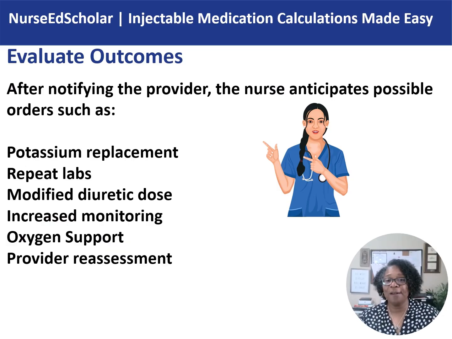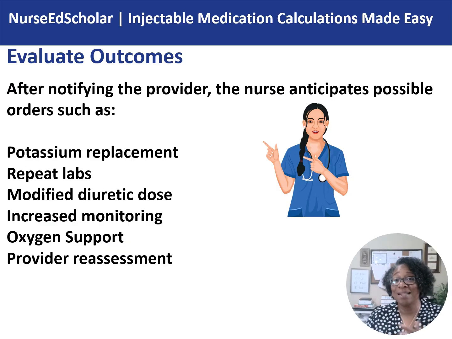Okay, so you held it, right? And you notified the provider. And so, you're going to learn as a nurse, what am I going to anticipate the physician to order? So they may say, okay, well, we need to give some potassium replacements. Her potassium was 3.0, so it's low. So you're anticipating, oh, I'm going to have to give a K rider. Maybe you're going to say, well, maybe they want to repeat the labs. Maybe they want to modify the diuretic. I'm going to have to increase my monitoring of the patient.